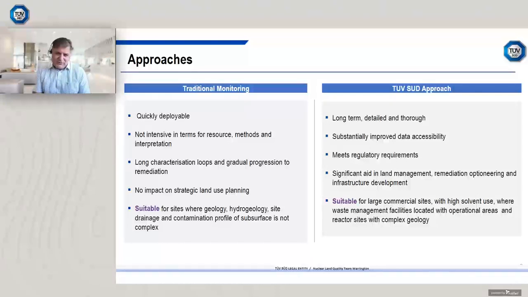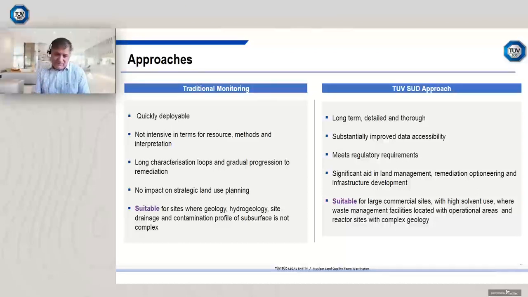The two-suite approach, which we are working on and developing, is what I believe is quite long-term. It's detailed. It's absolutely thorough. It builds multiple lines of evidence, substantially improves the data accessibility for the regulator, for us, for our consultant teams, for our clients, and it gives our clients the ability to operate their own data sets. It meets the obviously regulatory requirements. In my experience, it's a significant aid in land management, remediation, optioneering, and infrastructure development.